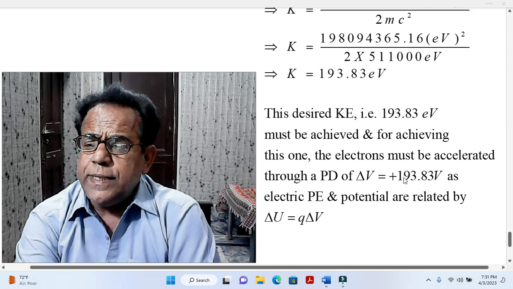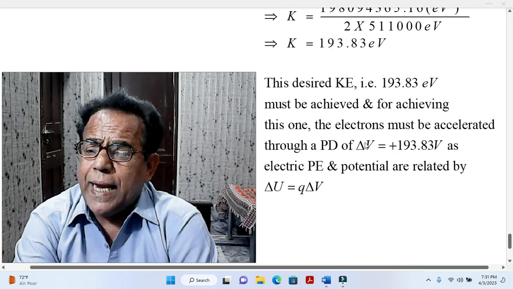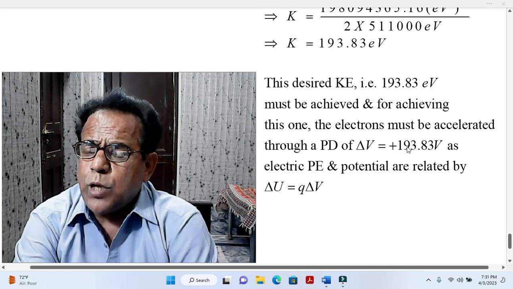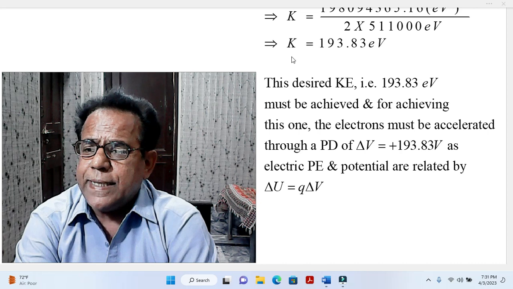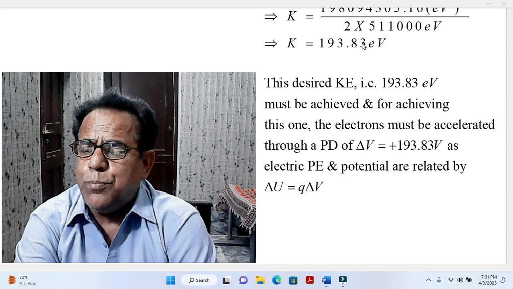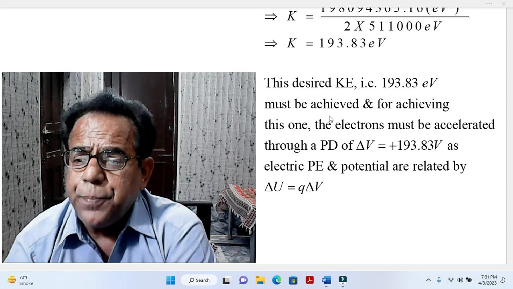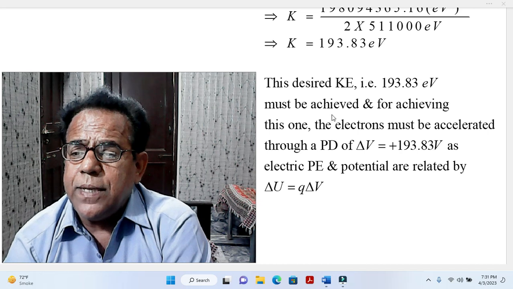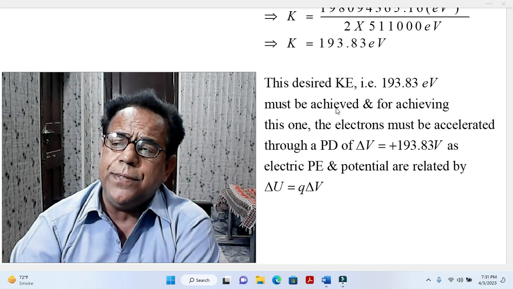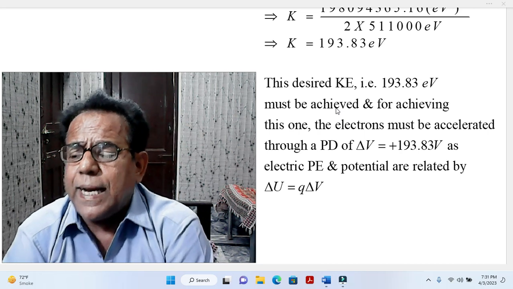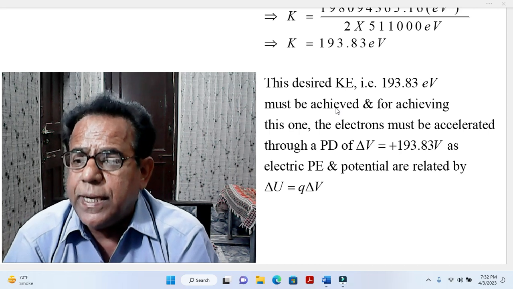This is actually the justification for describing that this will be the potential. This desired kinetic energy, that is K, 193.83 electron volt, must be achieved. This kinetic energy is required in order that the potential may rise to that level.